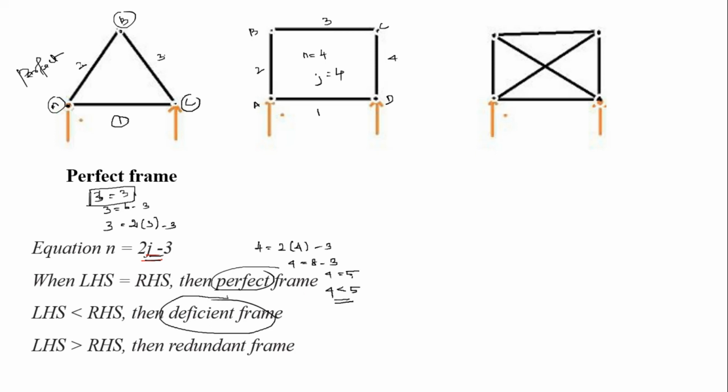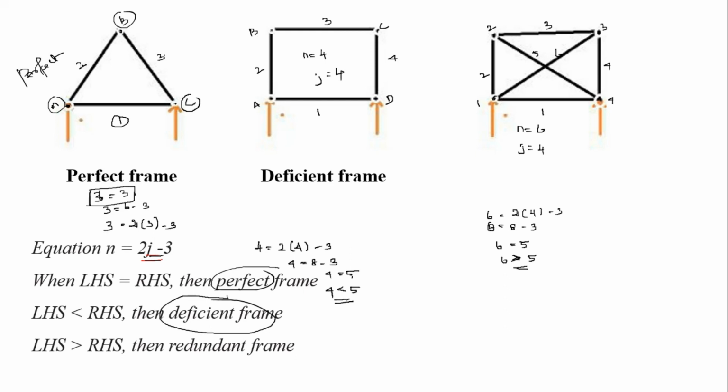And similarly here, the number of links is 6: 1, 2, 3, 4, 5, 6. So n is equal to 6. The number of joints is 1, 2, 3, 4, right? So j is equal to 4. Substitute the values in this equation: 6 equals 2 into 4 minus 3, so 6 equals 8 minus 3, so 6 equals 5. 6 is greater than 5, right? So LHS is greater than RHS, then this is a redundant frame, right?